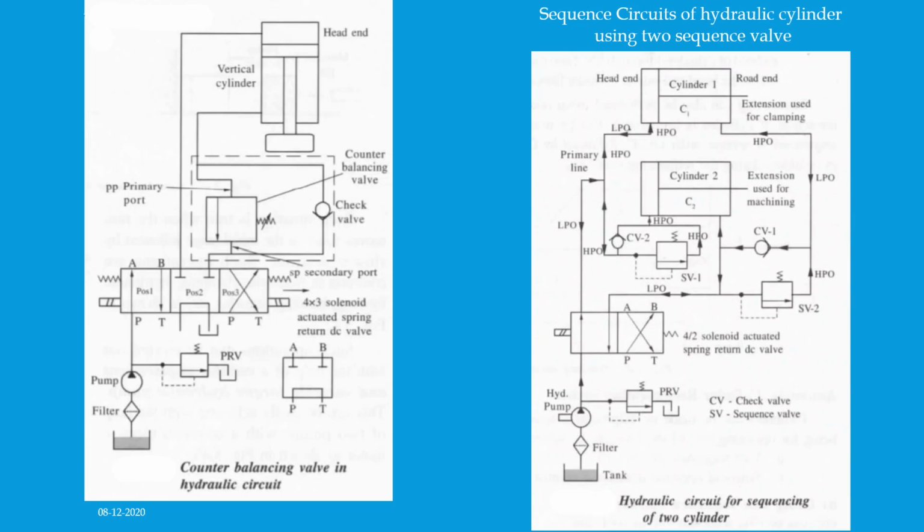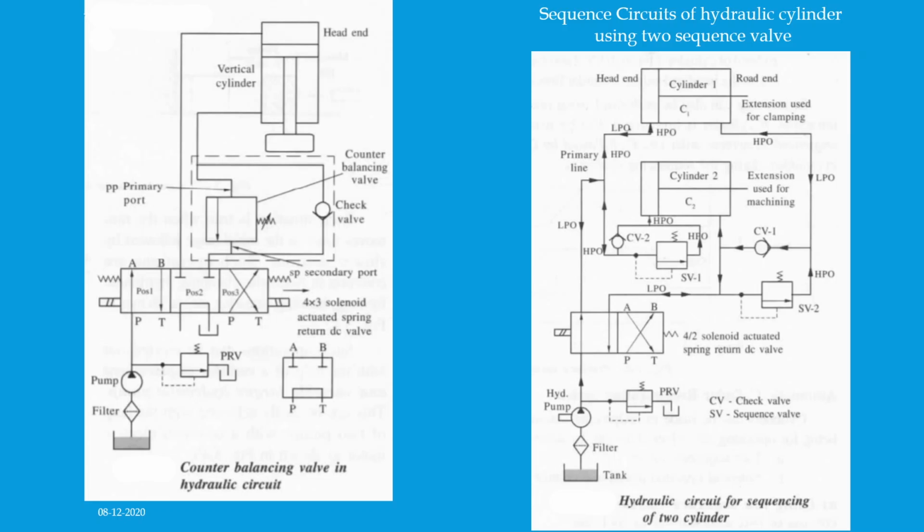Then coming to the next concept, that is called sequence circuits of hydraulic cylinders using two sequence valves. A sequence valve is a pressure operated valve which at its setting diverts flow to secondary line while holding the predetermined minimum pressure in the primary line. A sequence valve is used in a hydraulic system to carry out various operations in a sequential order, that is, one after another. Sequence valves are going to be explained in the coming chapters in detail.